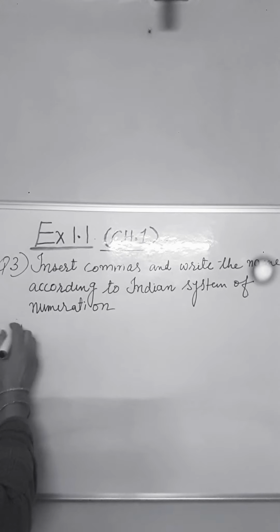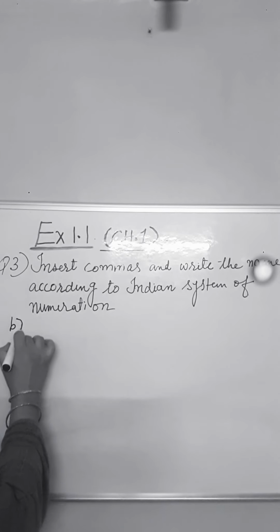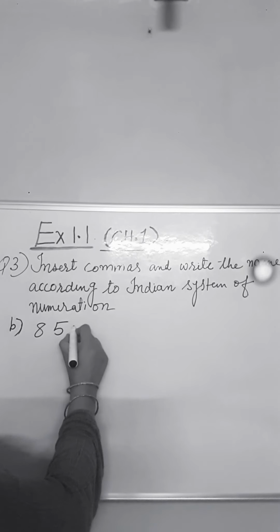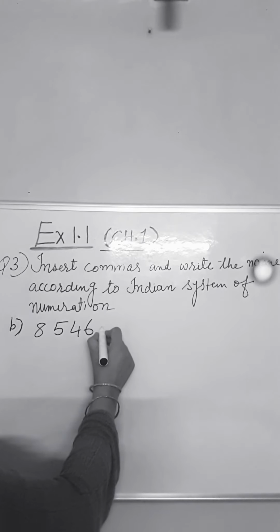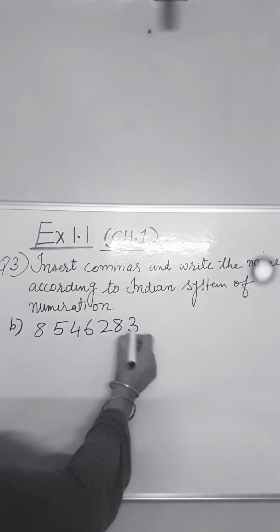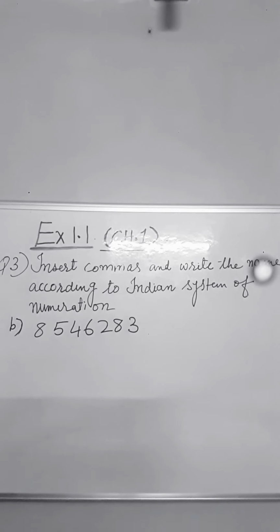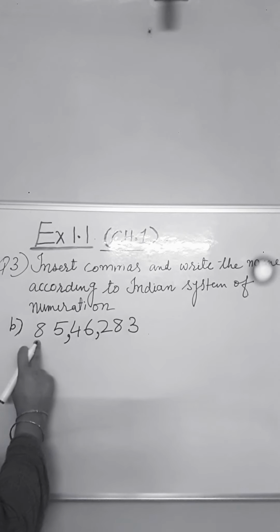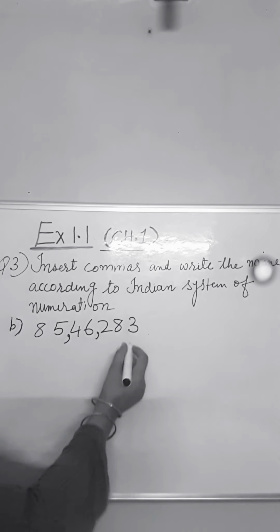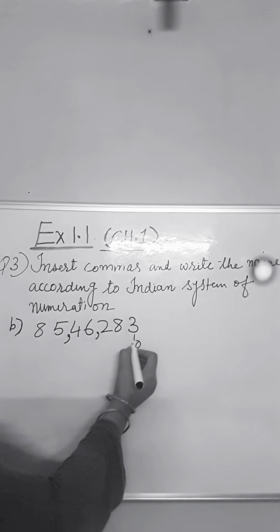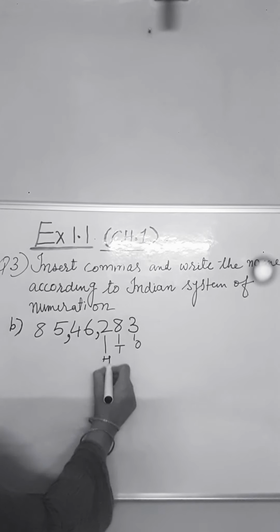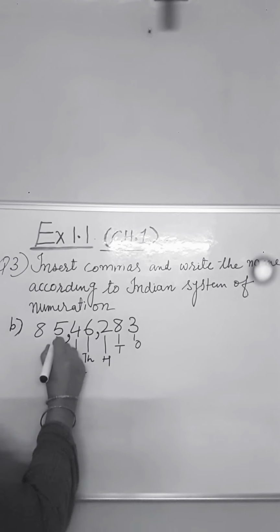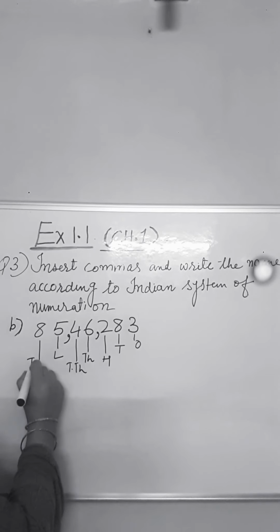Now B part is 85,46,283. Now first of all we will insert commas. First comma after first 3 digits, next comma after 2 digits. Now only 2 digits are left, so we will not put any comma here. Now we will check the places. This is ones, this is tens, this is 100, this is 1000, this is 10,000, this is lakh, and this is 10 lakh. It is up to 10 lakh.